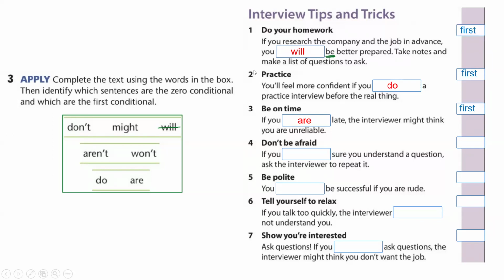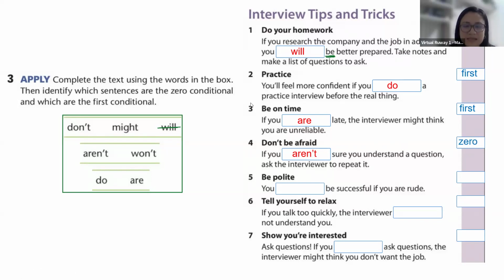Okay, miss. If you aren't sure you understand a question, ask the interviewer to repeat it. Uh-huh. What is that? Zero conditional. Excellent. That's correct, right? No will, no might is the zero. Excellent. Let's continue. Kari, number five.